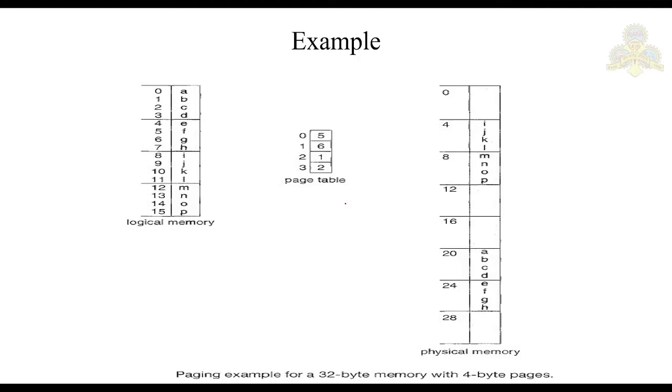Now let us see an example. How to find out the physical address if you have the logical address. In this example, suppose the size of the main memory is 32 bytes and the page size is 4 bytes each. So the main memory is 32 bytes in total, and each page is 4 bytes.